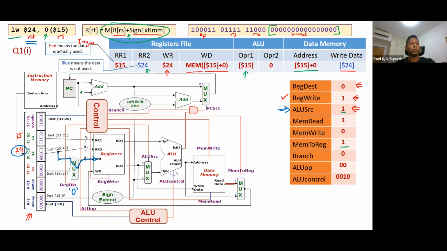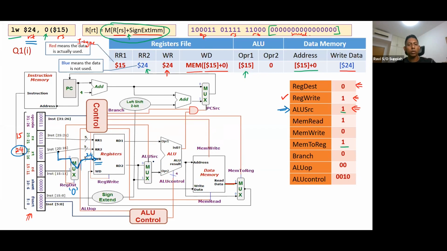Since I want to write back to this register 24, and register 24 is specified in the RT bits location, I need to make sure that this register destination multiplexer selects those bits to be transferred to the write register selection here. So 24 will come here. All right, so that is the first thing.